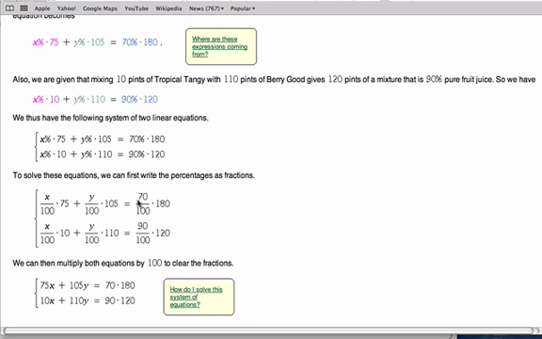Okay? Now if I take this equation and multiply both sides of the equation by 100 and distribute it to each of the terms, remember a term is separated by addition or subtraction, so this is one term, and this is another. When I do that, the 100s will cancel out, and you're going to be left with 75x plus 105y equals 70 times 180.